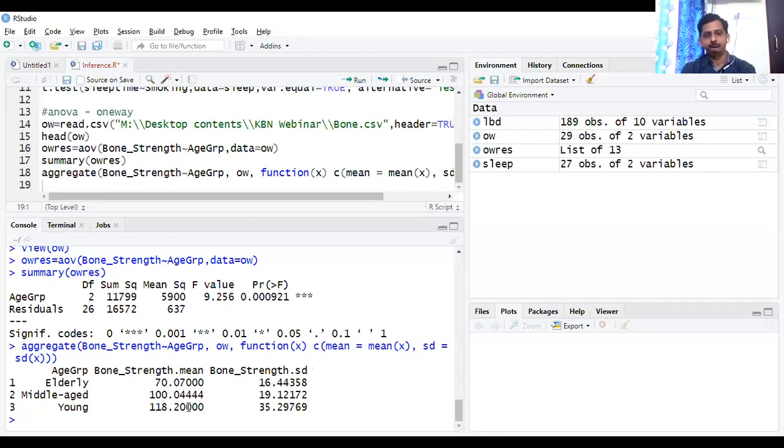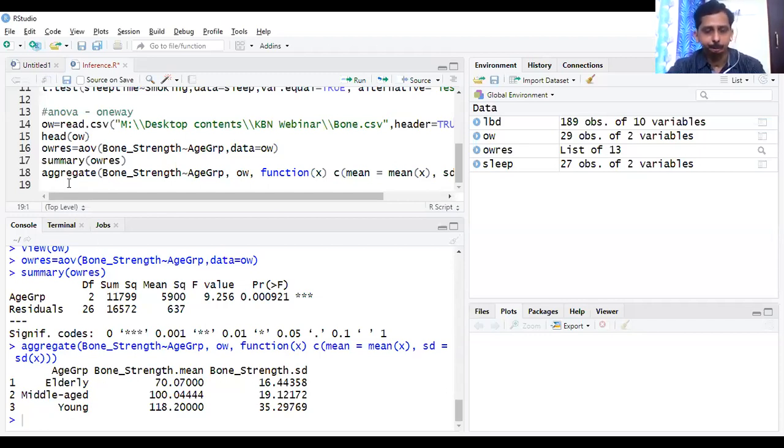It is fine that we have rejected the null hypothesis and we have accepted the alternative, stating that at least a pair of age groups differ with respect to bone strength. Now we need to find out which pair of age groups has that true statistical difference, for which you need a pairwise comparison.